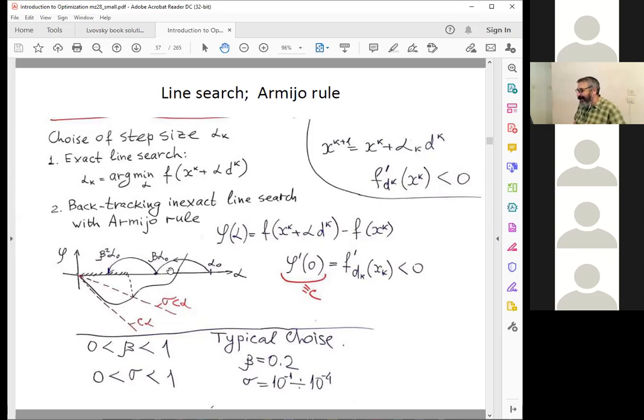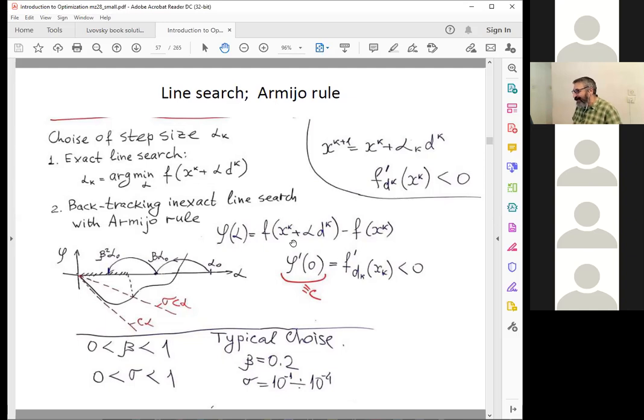Yes. Thank you for this question. With backtracking line search, which is okay for gradient descent or for Newton methods, you can go with backtracking line search and check the Armijo rule. To get the strong Wolfe condition, you need more advanced line search. You need polynomial safeguards, quadratic or cubic safeguards.